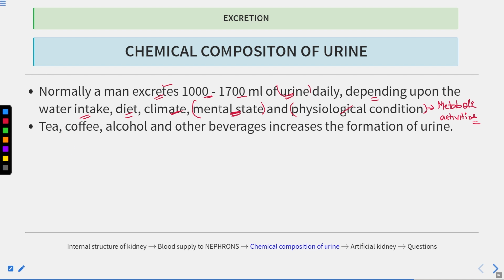Now, some other factors are tea, coffee, alcohol, and other beverages. They increase the formation of urine. So, we can say tea, coffee, and alcohol are diuretic. Diuretics are those substances that help in the formation of urine. Okay, so more urine will be formed if you take a diuretic. So, tea, coffee, alcohol, and some other beverages increase the formation of urine.